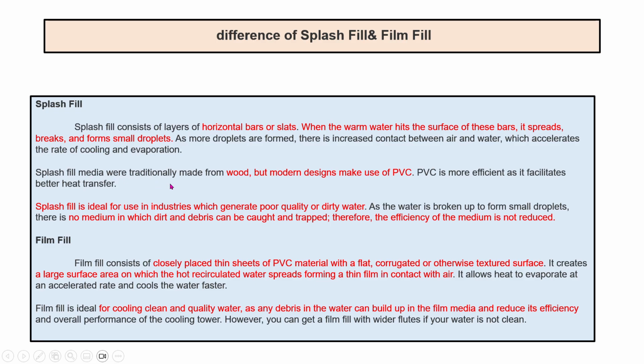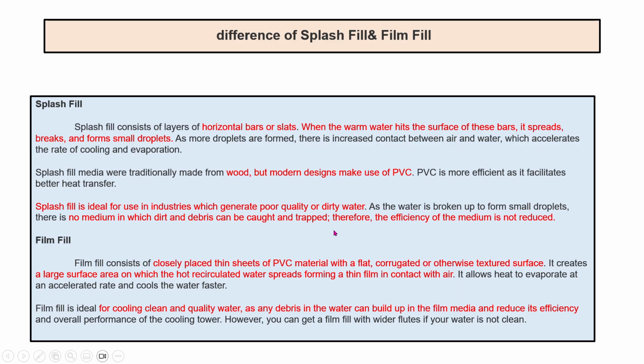Splash fill media were traditionally made of wood. It can be made of wood also, but modern designs use PVC. PVC is more efficient as it facilitates better heat transfer compared to wood. Splash fill is ideal for industries which generate poor quality, dirty water. It can tolerate some dirty water because it is not a compact design, so dirt will not stick there. As the water is broken up to form small droplets, there is no medium in which dirt and debris can be caught and trapped. Therefore, the efficiency of the medium is not reduced.